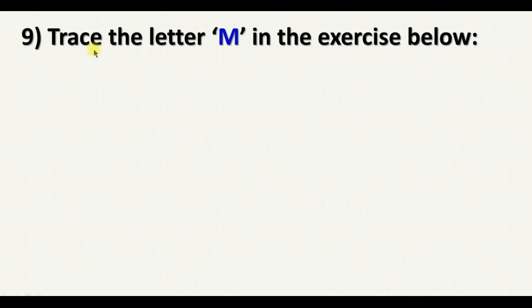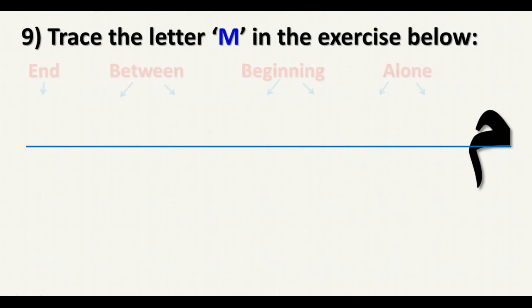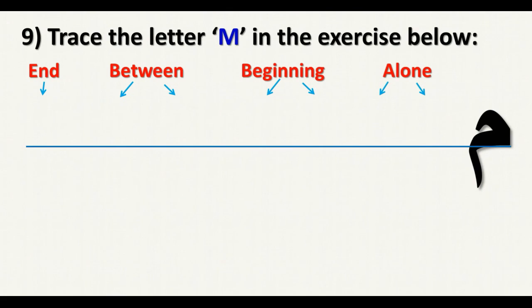For number 9, trace the letter M in the exercise below. Here you have a new letter, letter M. You begin writing by tracing from here. You go on up, then you come down, then you go below the line. How would the letter M appear in the different parts of a word?